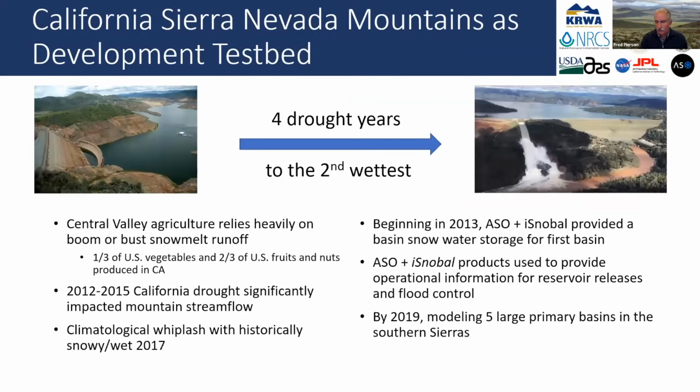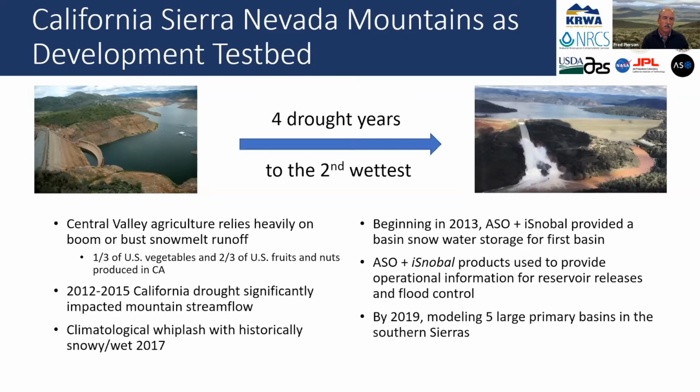So just as an example, rather than talking so much about how we did that, I wanted to talk about where we've tested it, the impact that we're seeing from this, and where we are with the applications of tools and working with the managers. So the focus for our R&D, development testing and first implementation has been in the Sierra Nevadas, which feeds the Central Valley. Agriculture relies heavily on that boom or bust of snowmelt runoff. And it is a huge agricultural production area. Some of the highest ag producing counties in the country feed from this water that comes out of these basins.